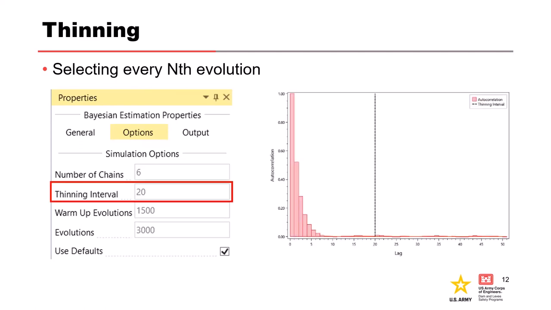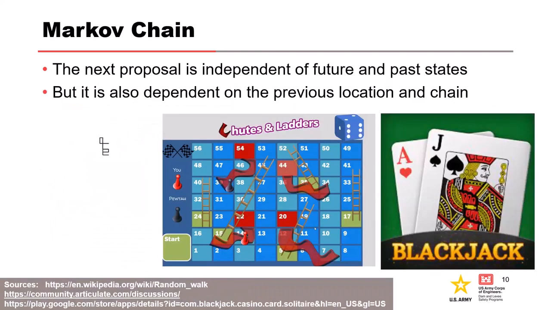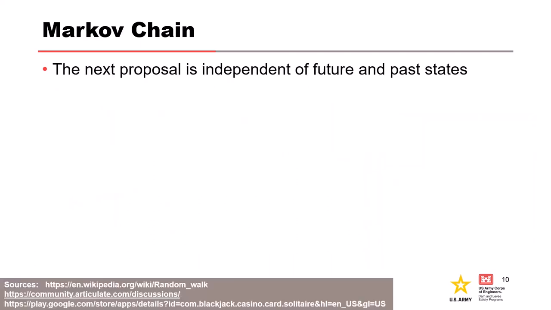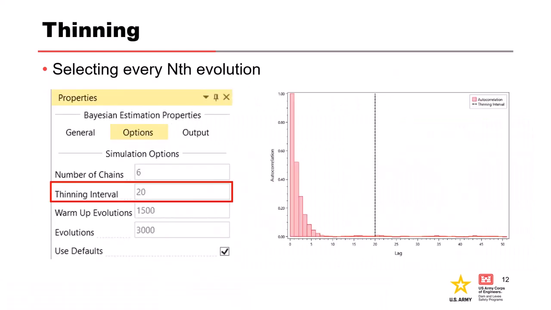Just for reference, this is autocorrelation. If you remember the chains, when we say every state is dependent on the previous state, that means they're going to have really high correlation. If one state goes to the next state, it's going to be highly correlated. It turns out you can't really do credible intervals when you have highly correlated data. It doesn't work. You need sampling error for uncertainty, and if everything's highly correlated, you have no sampling error.